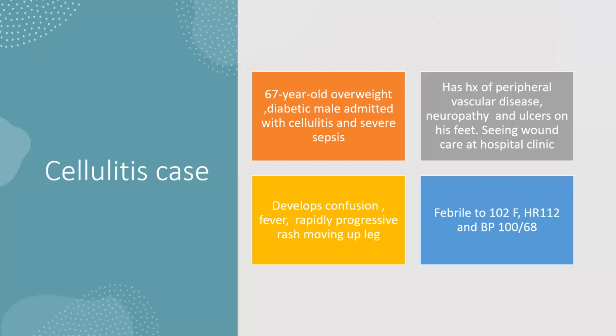So let's start off with a case and see what role vancomycin has. This is a typical patient you may see in the emergency room: a 67-year-old overweight diabetic patient comes in with cellulitis and sepsis. He has peripheral vascular disease, neuropathy, and ulcers on his feet. He comes in with confusion, fever, and a rapidly progressive rash moving up his leg. He has a fever, his heart rate is up, and his blood pressure is 100/68. So here's a man with cellulitis and sepsis. The emergency room doctor, next slide.